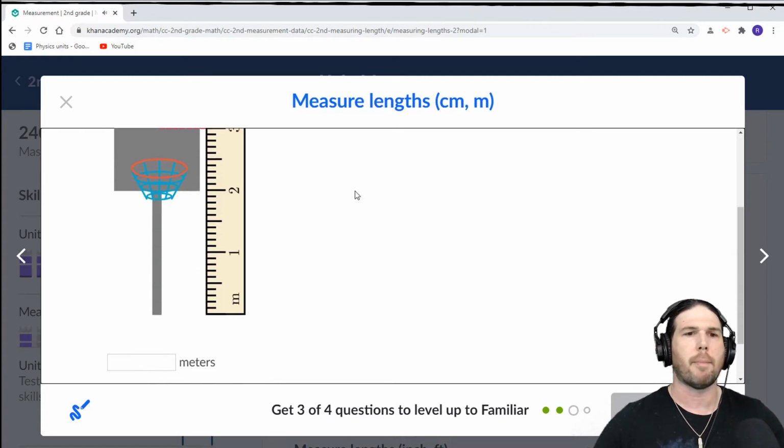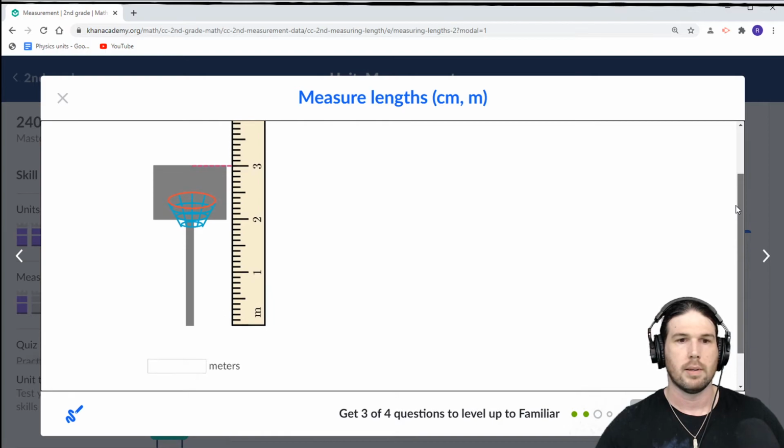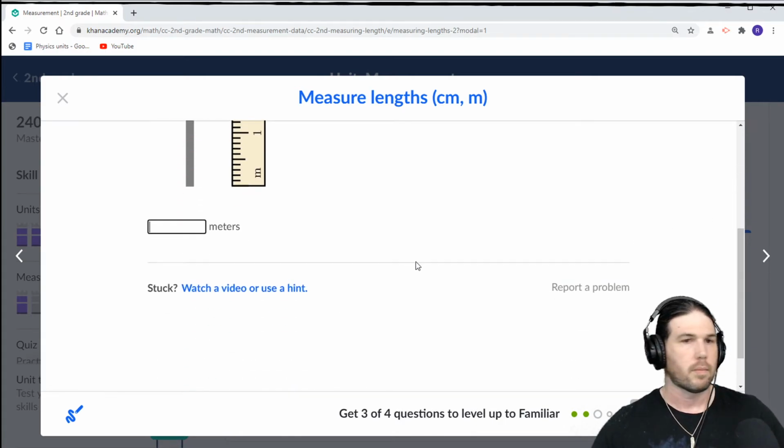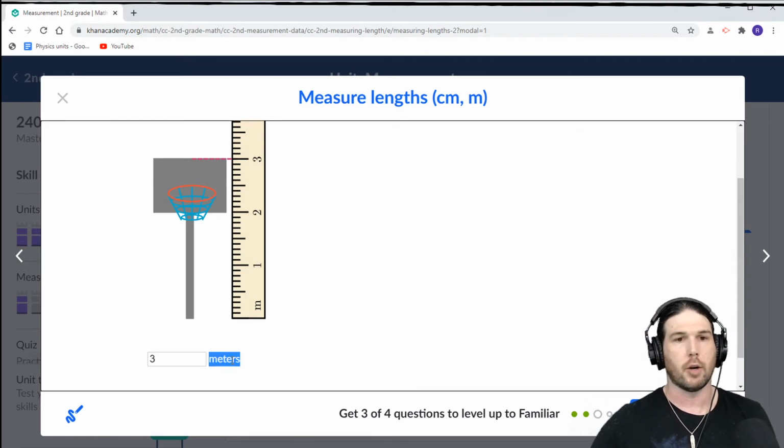What is the height of the basketball hoop? Well, it's 3 meters, and we knew it was meters both because it says meters on the problem and because the ruler has an M for meters. And in fact, that is an excellent thing to mention, and I'm going to go ahead and mention it right now.